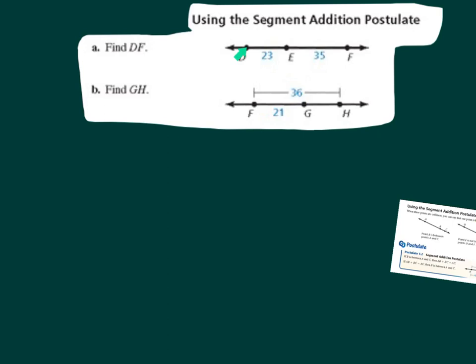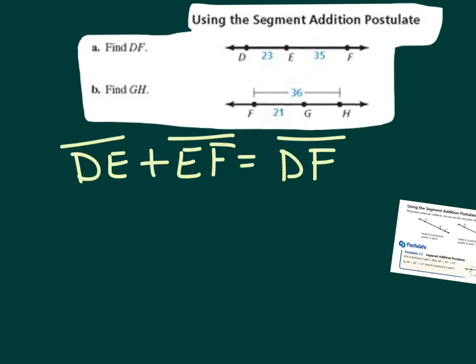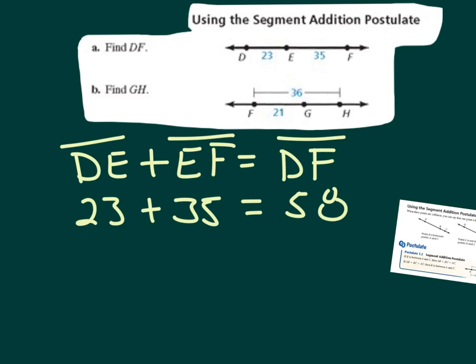We want to know what the distance from D to F is. And what that means is the postulate is segment DE plus segment EF equals DF. So if I know what DE is, I know that DE is 23. And if I know what EF is, or segment EF, is 35, well, you just add those up. So 23 plus 35 is 58. So that means that segment DF equals 58.